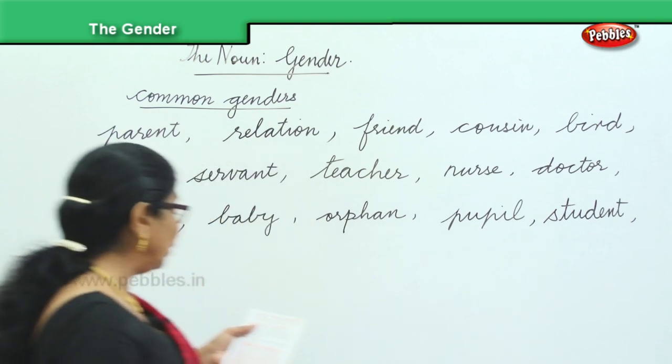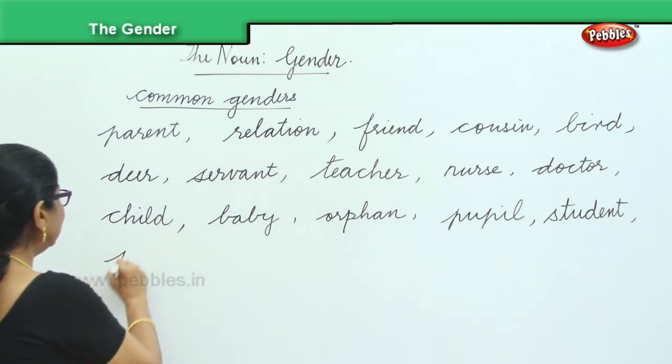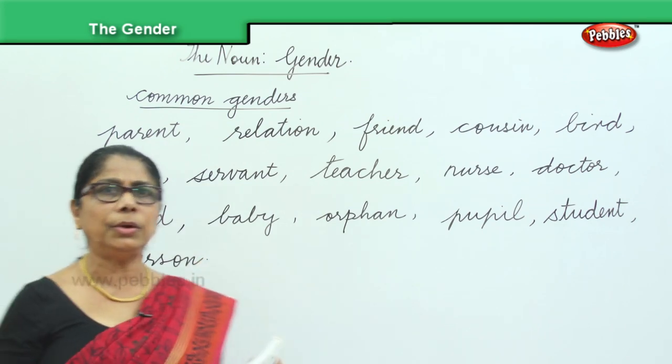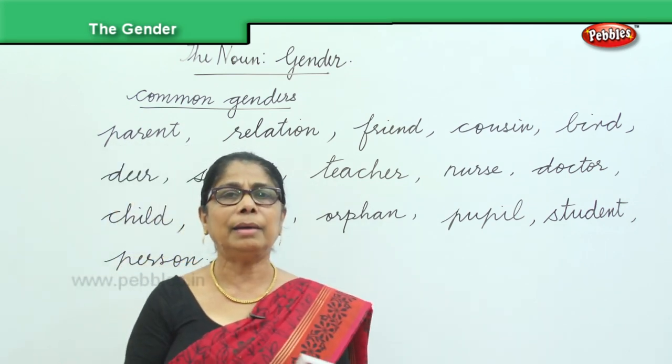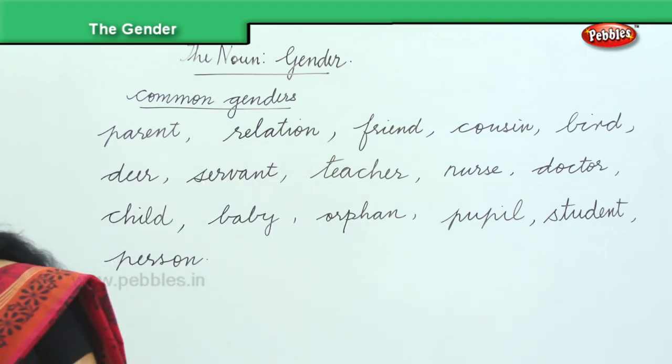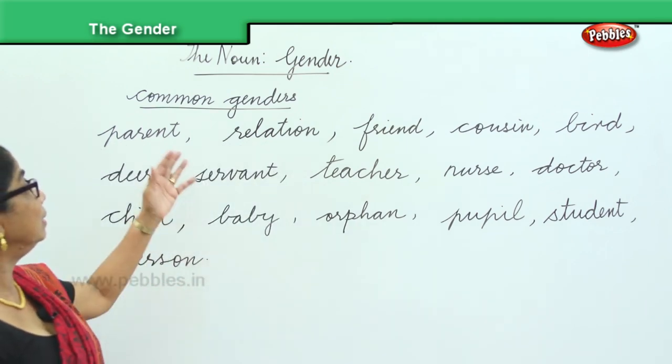And then finally you have person. When you are referring to a person, it can be anybody. Some person is at the door. It can be a male or a female. So these are some of the common genders we need to keep in mind.